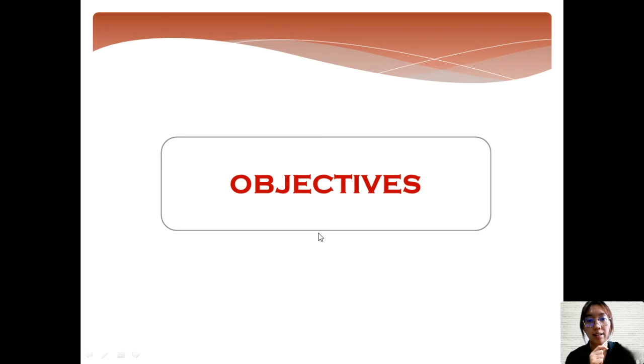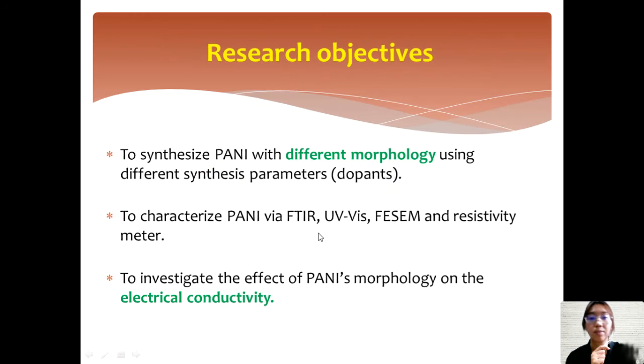Next, my research objective. My objective is to synthesize the polyaniline with different synthesis parameters to form different morphologies and to characterize the polyaniline through FTIR, UV-Vis, FESEM, and resistivity meter. To investigate the effects of polyaniline morphology on the electrical conductivity is also one of my objectives.